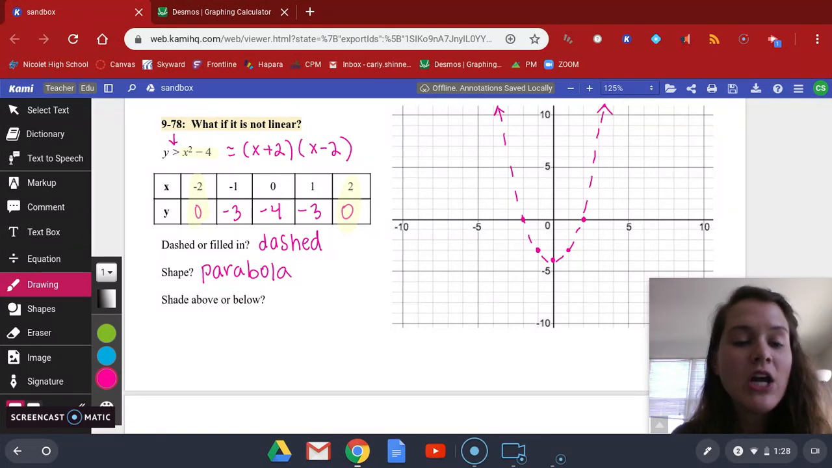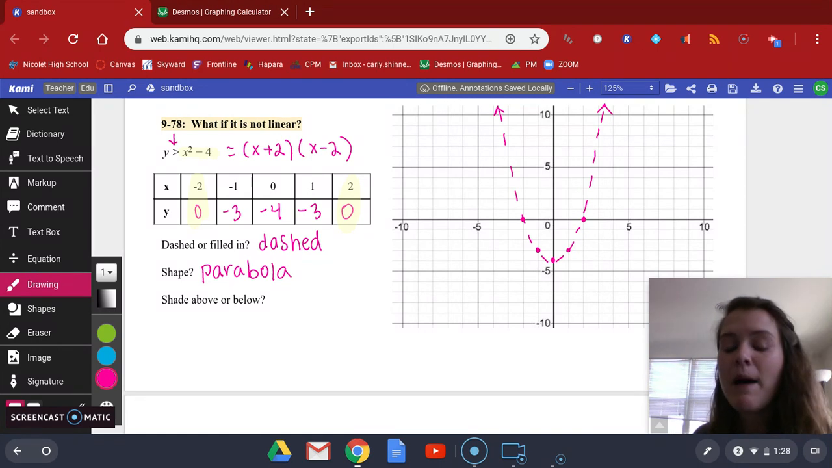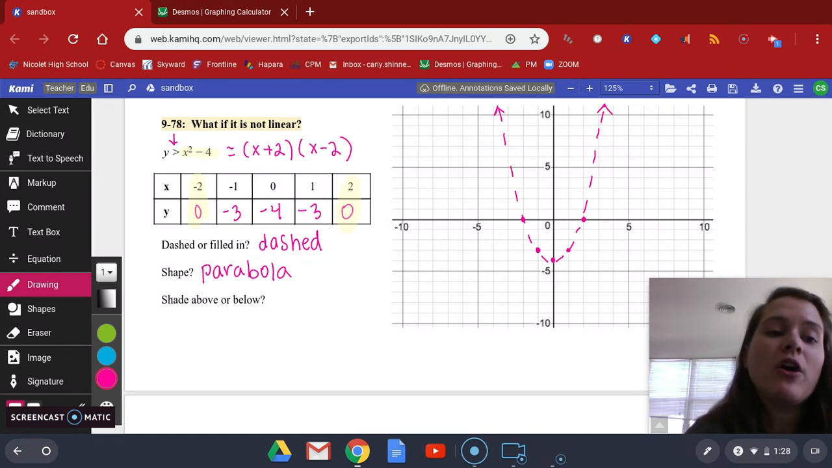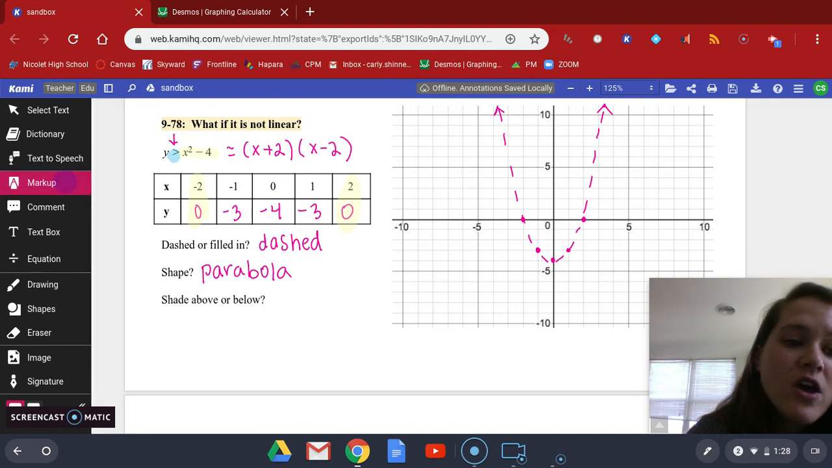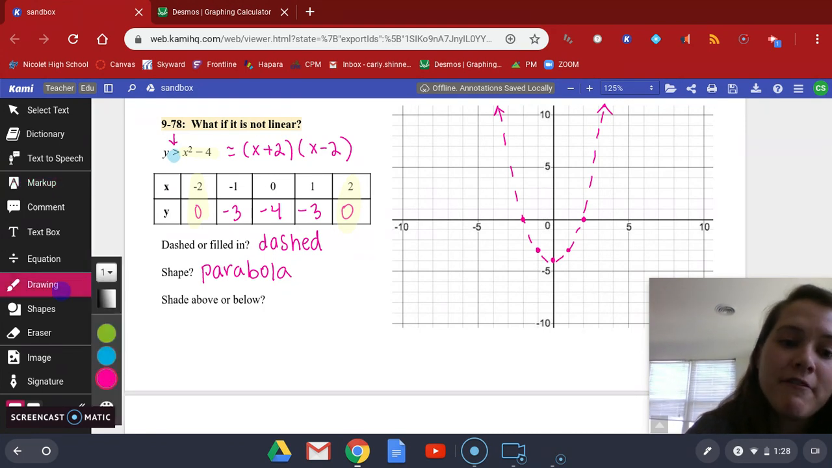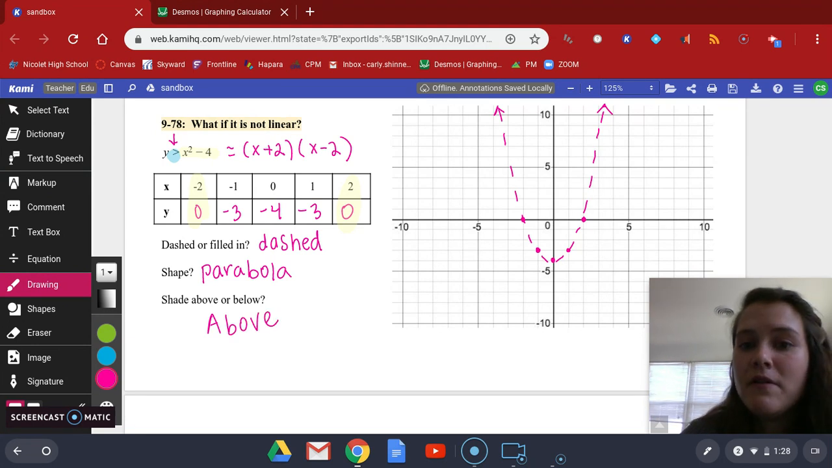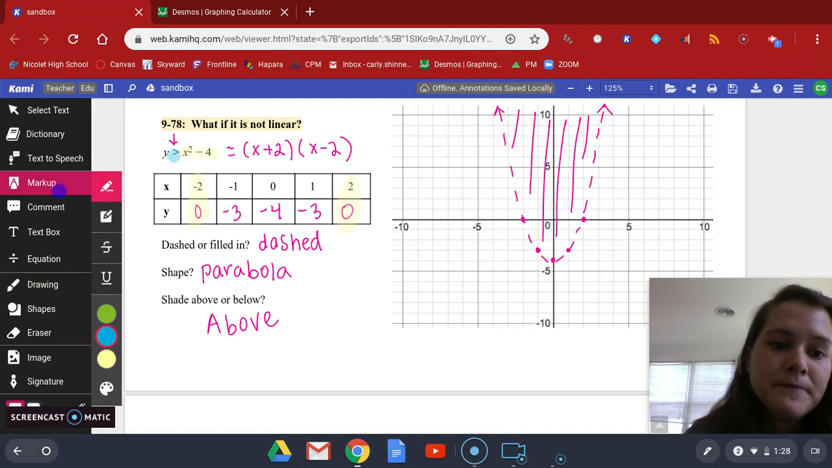Looks pretty good. Do I shade above my parabola or below? Okay, so we look back at this symbol here. It is a greater than, so I would shade above. So I'm just going to shade above my parabola. So that means lines going up, okay?